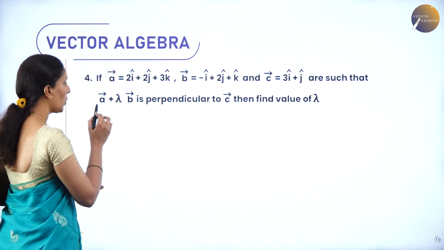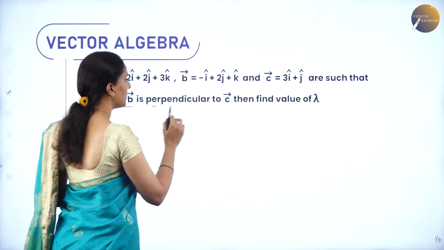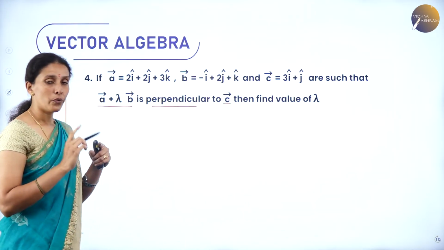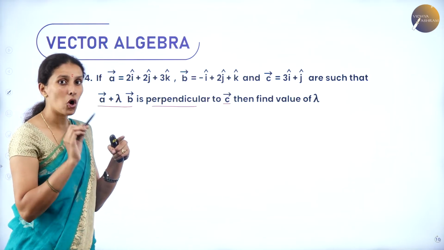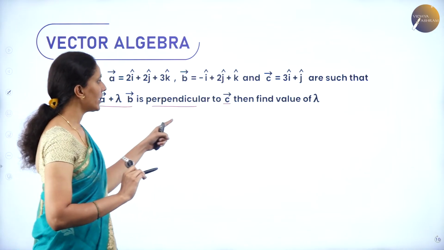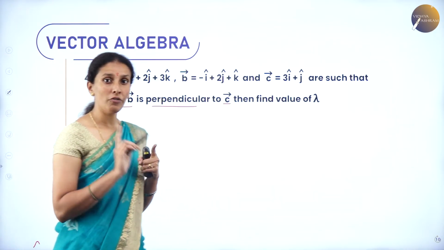They have given vector A plus lambda B is perpendicular to vector C. So whenever one vector is perpendicular to another vector, that means their dot product is 0. So using that, we need to find out the value of lambda.